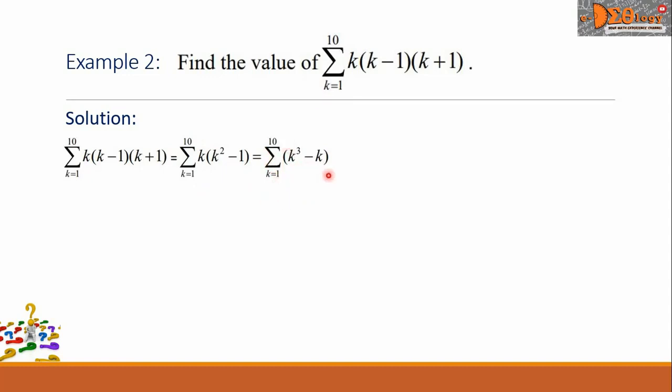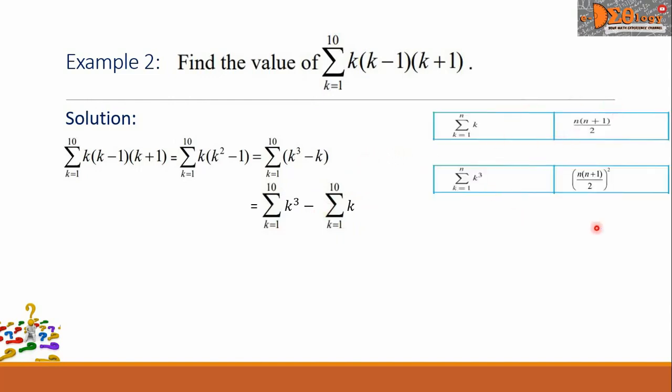From here, we're going to distribute the summation notation into k cubed and then with the minus k respectively. So we will have like this: summation of k cubed, where k equals 1 up to 10, minus summation of k, where k equals 1 up to 10. In our list of formulas a while ago, we have like this. We're going to substitute the corresponding values respectively. Then let us evaluate respectively.